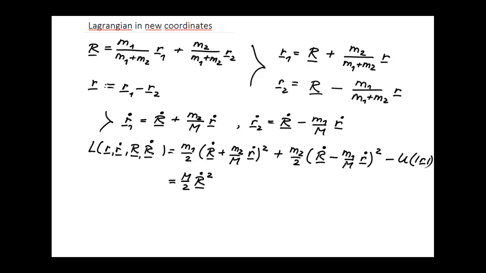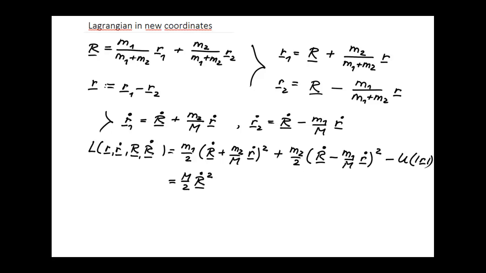Now, from the kinetic energy of the second mass, the second bracket squared, we get exactly the same mixed term, but with the opposite sign, because we have a minus inside the bracket. So these mixed terms cancel each other out.